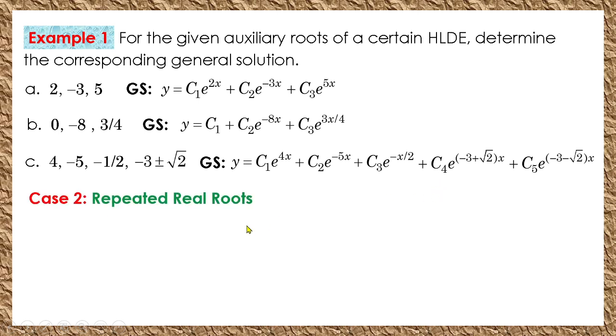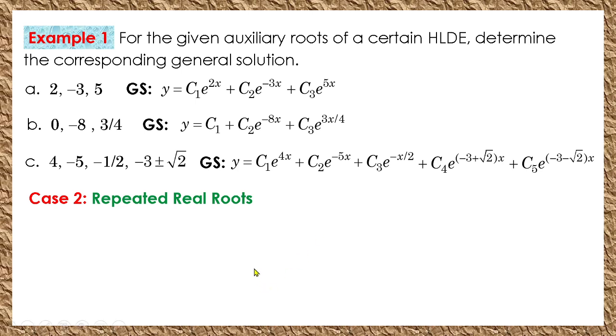What about if you have case 2? For case 2, you have repeated real roots, meaning you have a root, let's say 4, but that is obtained 2 times. For instance, if you have an equation m squared minus 4m plus 4 equal to 0, the left side can be factored into m minus 2 quantity squared, and then that is equal to 0. So the root is m equals 2, but that is obtained 2 times because it is quadratic. So it is one root, but the frequency is twice, okay?